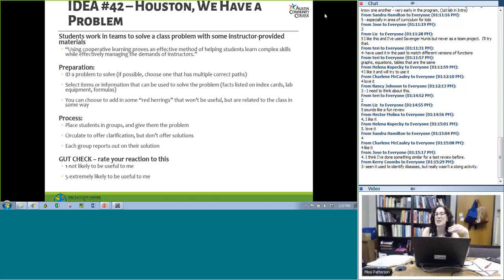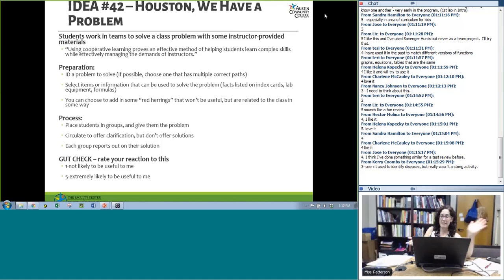And I really actually like this last suggestion. You can actually provide some red herrings, things that you know shouldn't be helpful, and either your students will become super creative and find ways to use those things, or they will have to identify not every fact is valuable to solve this problem, and that can be really useful too. So that's the prep you have to do. You've got to come up with your artifacts and come up with your problem.